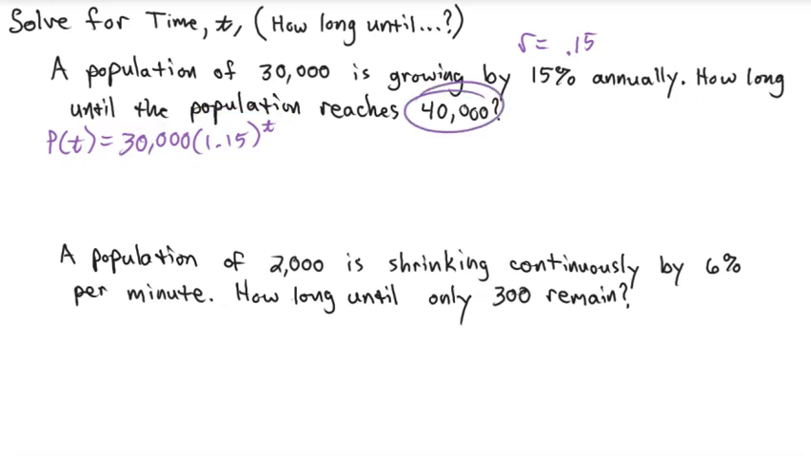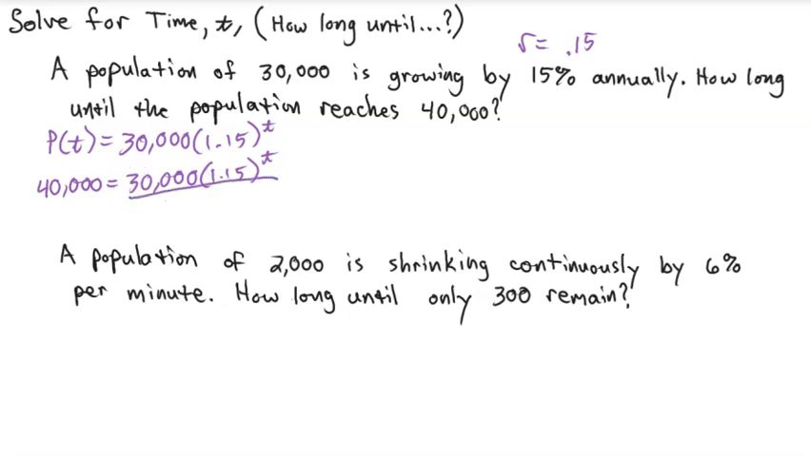Well, this is saying that the ending value is going to be 40,000. So we've got 40,000, plugging that in, but we don't know the time. We're solving for time. 40,000 is equal to 30,000 times 1.15 to the power of t, okay? So all this is an exponential equation where we're solving for a variable in an exponent. So we've done this before. This is not in the correct form. We have an extra number here.